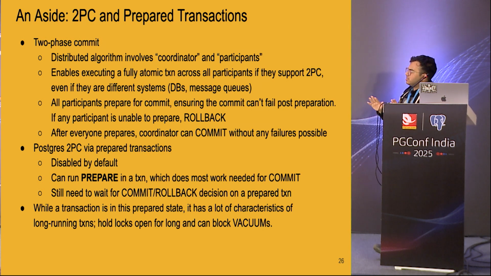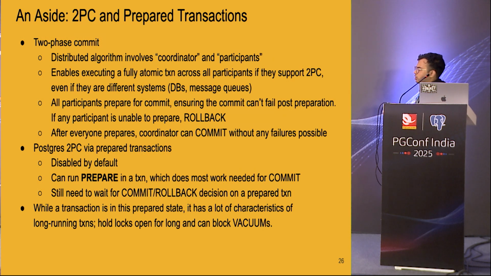After everyone has done the work needed to prepare, the coordinator can ask everyone to do the commit. This commit is kind of like a fake commit because all the commit work is done earlier. It's just that the coordinator knows that all databases or message queues or whatever is involved can safely do the work now, so it does the committing afterwards. That is the entire idea of two-phase commit. Postgres supports two-phase commit via prepared transactions. Prepared transactions are kind of a niche feature of Postgres, and they are disabled by default.